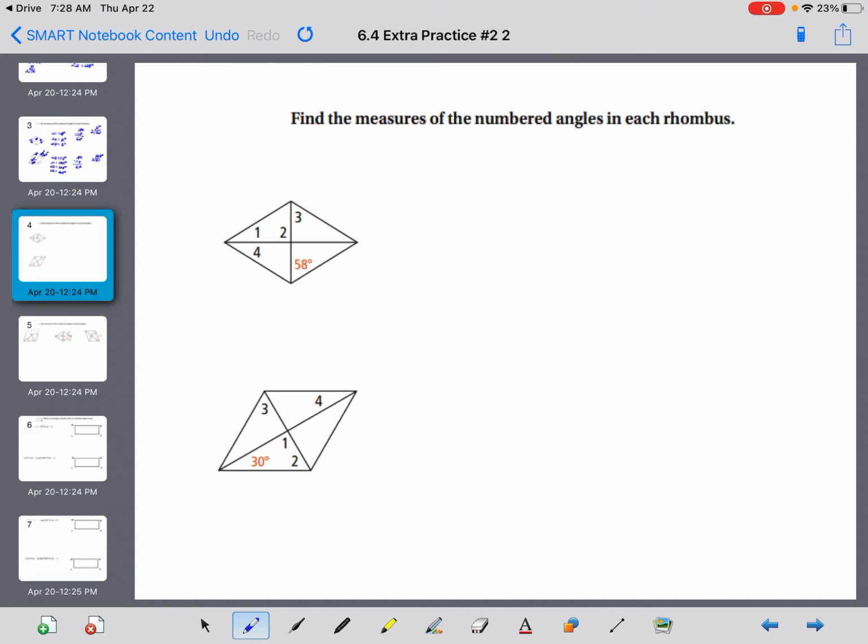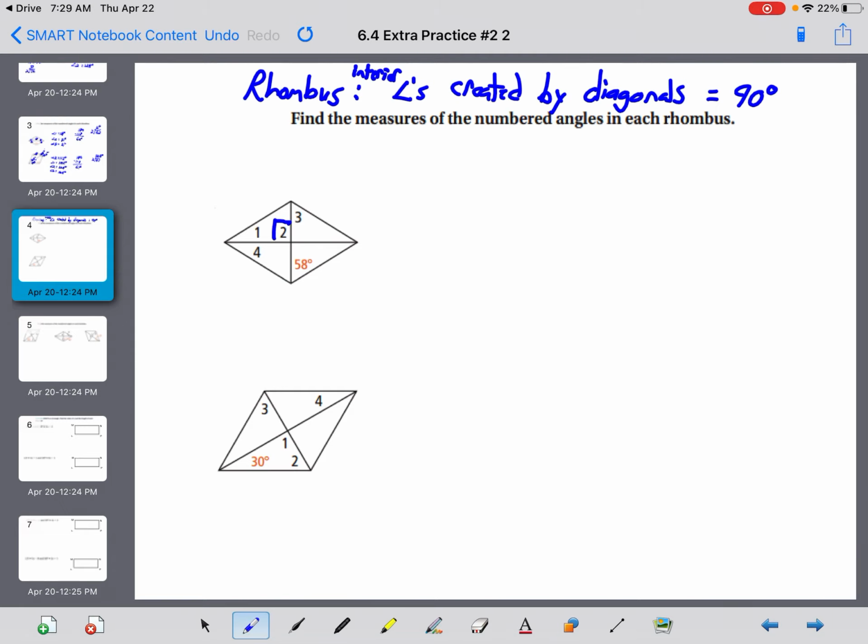As we continue to go through these, find the measure of the numbered angles in each rhombus. Remember, for a rhombus, the angles created by diagonals are 90 degrees. And I should say the interior. So we know right off the bat that angle 2 is 90 degrees.